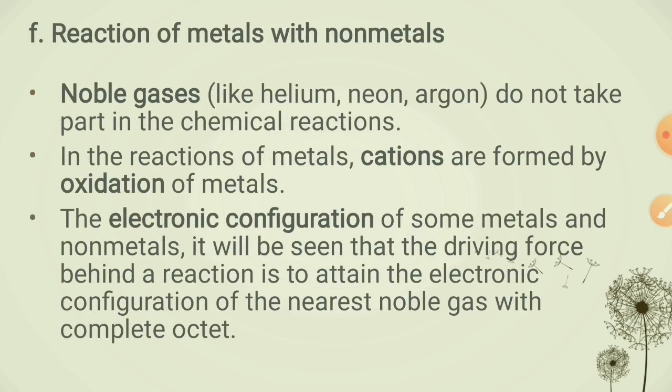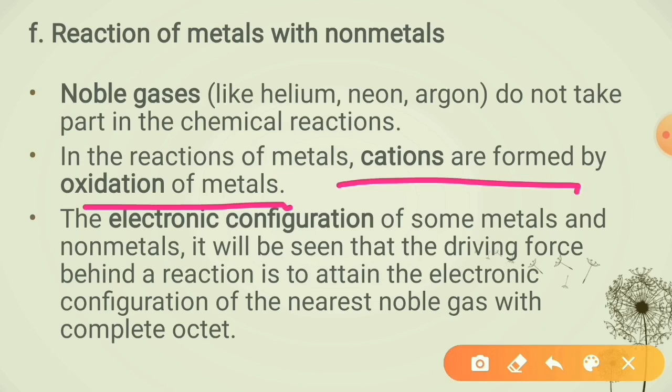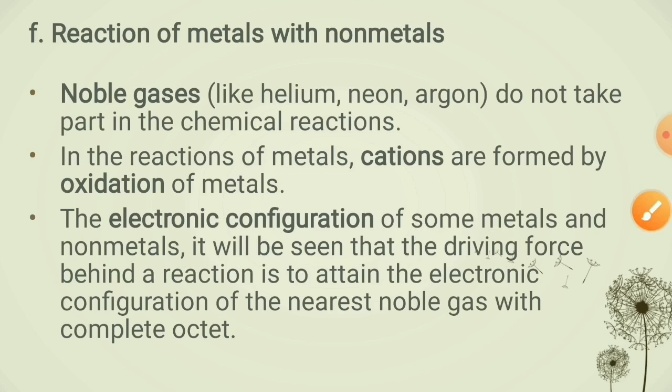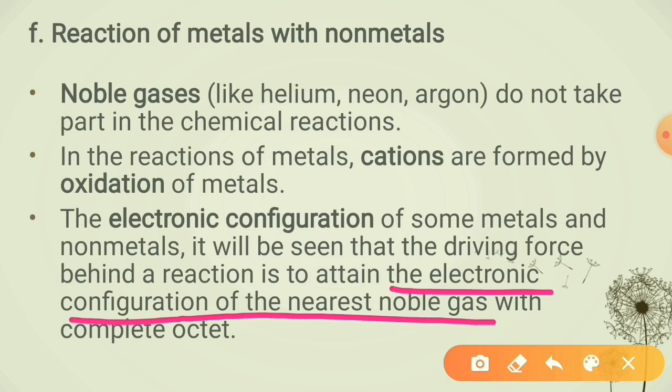Next is the reaction of metals with non-metals. Noble gases like helium, neon and argon do not take part in chemical reactions. As you know, in noble gases the outermost shell is completely filled, so they don't take part in any chemical reaction. In the reaction of metals, cations are formed by oxidation of metals. From the electronic configuration of some metals and non-metals, it will be seen that the driving force behind a reaction is to attain the electronic configuration of the nearest noble gas with a complete octet.